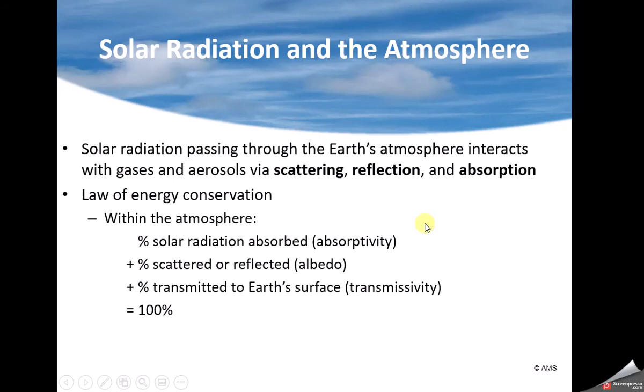So, with that, what happens to all this radiation that's hitting Earth? Well, part of it is absorbed. Part of it is reflected or scattered. Think about snow, reflective, sending light back away. And part of it is transmitted into the Earth's surface. And it all equals 100%.